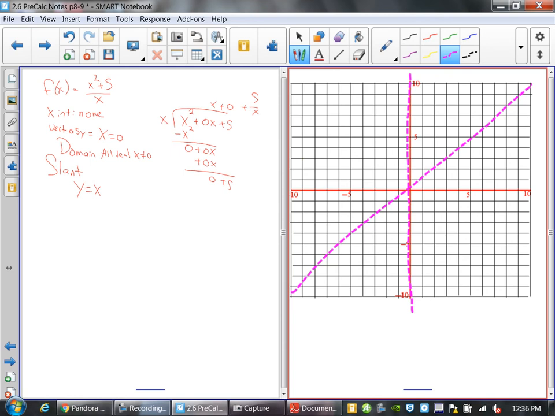Okay. Did I say y equals x? Yeah. I meant for the slant asymptote was y equals x, but the vertical asymptote was at x equals 0. I plotted it correctly.